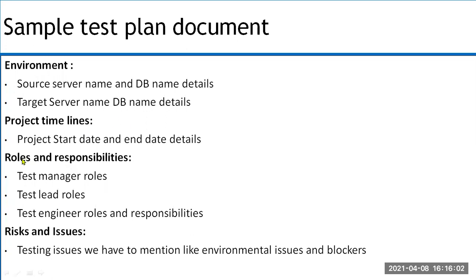Next one is roles and responsibilities. There are three types of roles: test manager, test lead, and test engineer roles and responsibilities. First we'll go for test engineer roles. What will the test engineer do? He will understand the requirements, prepare the test scenarios, prepare the test cases, and execute the test cases. These are all the roles a test engineer performs.